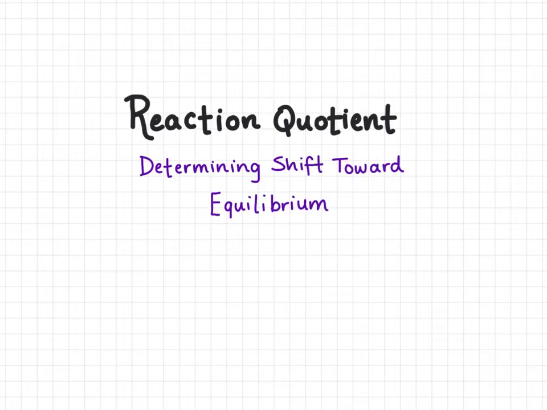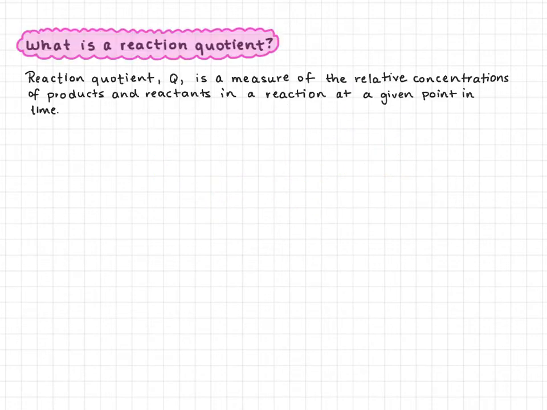In this video, we're going to talk about reaction quotient and how it can be used to determine a shift towards equilibrium. So we're going to start by looking at what is a reaction quotient. The reaction quotient is represented by the letter Q, and it's a measure of the relative concentrations of products and reactants in a reaction at a given time.